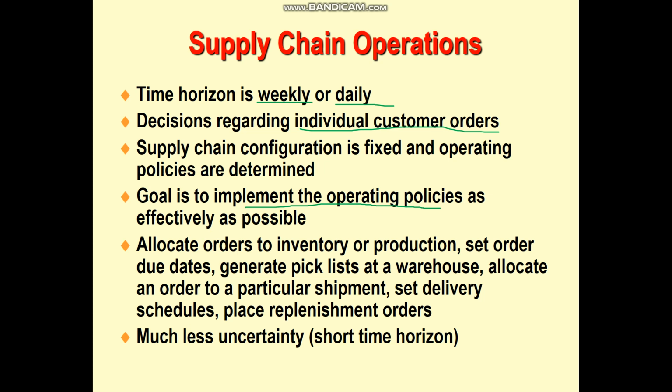And here we allocate the orders to inventory or production. We set the order due date or generate the pick list at the warehouse, where we determine the order picking: which order we should take first and which one we should take later. And we make the order routing for the order. And here there is less uncertainty because it's a short time horizon.